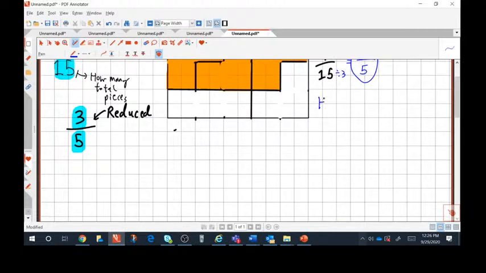Very good. The first essential question is, how can I add or subtract fractions that already have the same denominator?